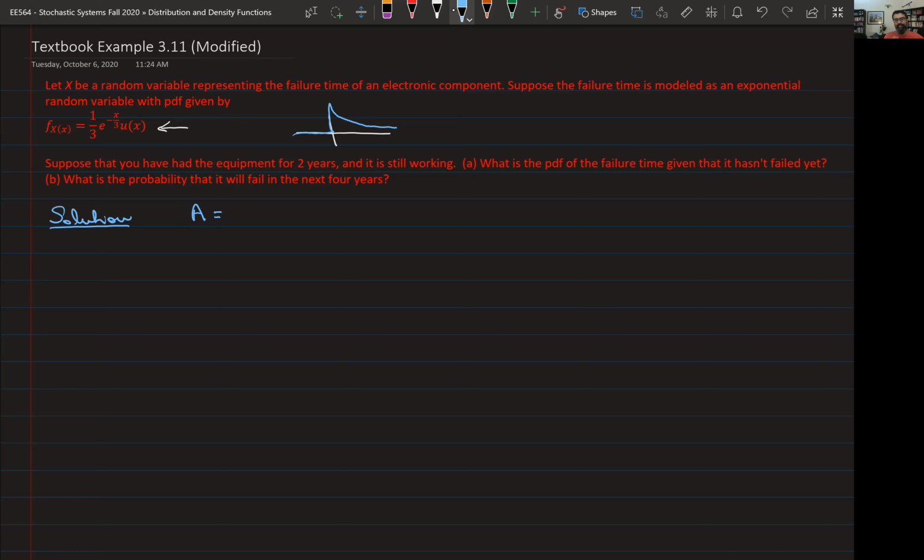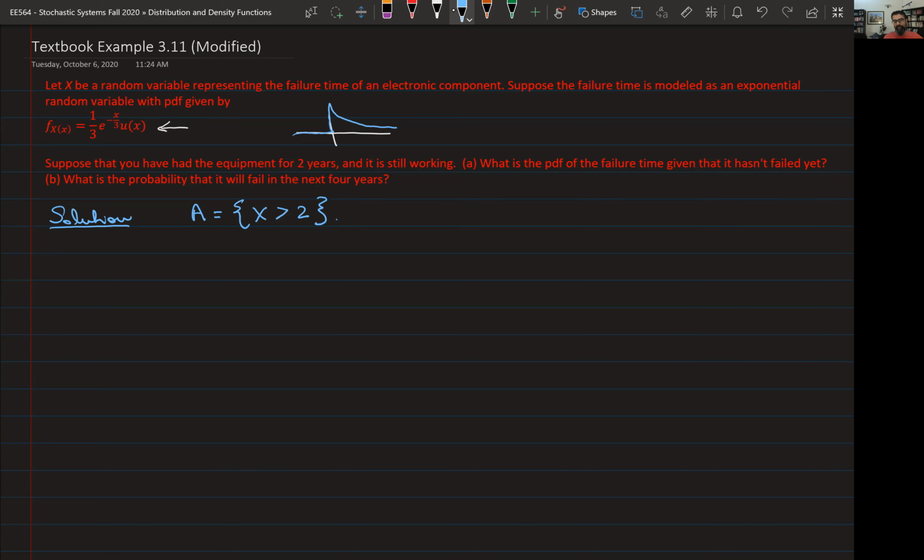You're right. Try to bring it in terms of capital X, and connect it to the intervals that we've talked about. X would go from 2 all the way to infinity. Okay. So the conditioning is because it has not failed yet. That means the failure time is going to be somewhere between 2 and infinity, which just means that the failure time is greater than 2. So the conditioning that you're given is that capital X is greater than 2.